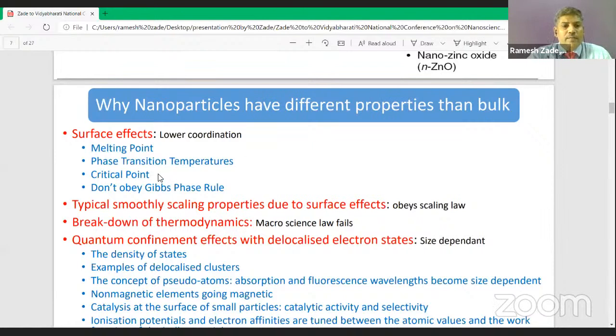And in physics, we do study critical points: critical temperature, critical volume, critical pressure. And by using these nanoparticles or nano dimensions, we can also change critical points.